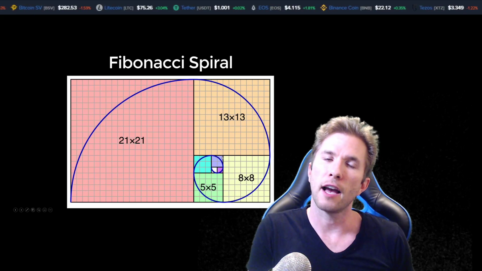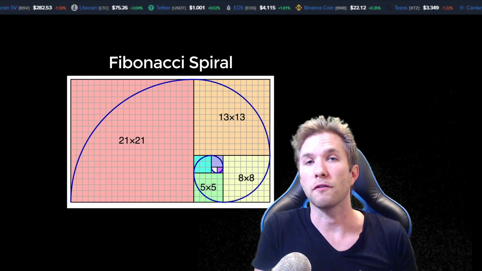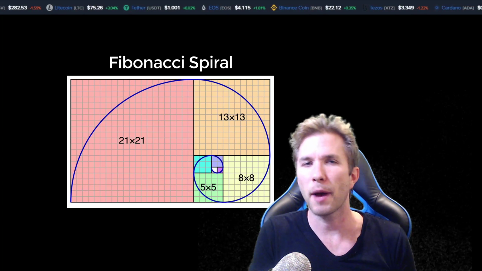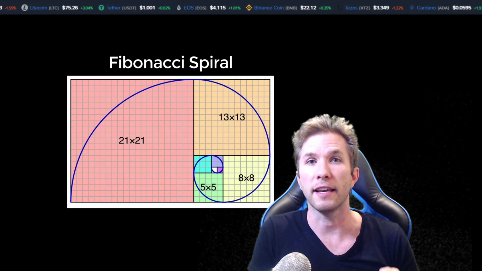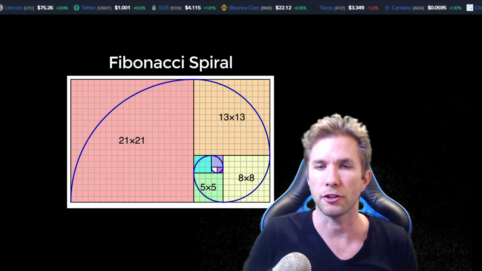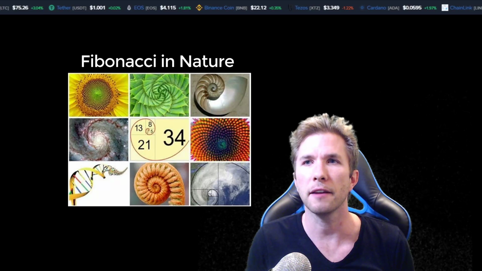A lot of times what they found is that it forms this spiral pattern, and that spiral pattern with Fibonacci is what is known in nature. So a lot of times this gets replicated.